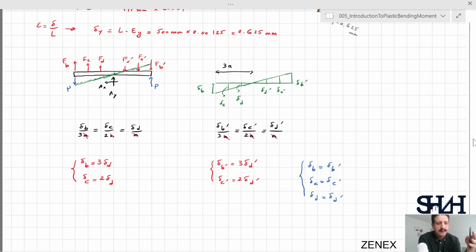So we would expect that B and B prime would yield before C and C prime, and C and C prime would yield before D and D prime. So the sequence of yielding in this example is B and B prime, C and C prime, and finally D and D prime. Now in each step, we are going to calculate the maximum force P that we need to apply until one or more members of these bars become plastic.